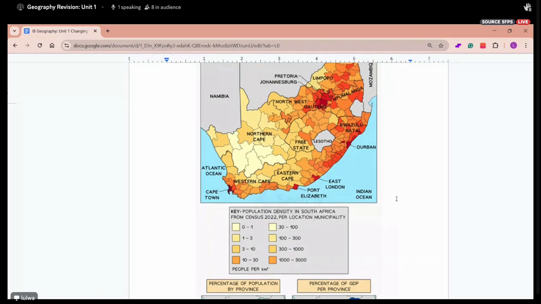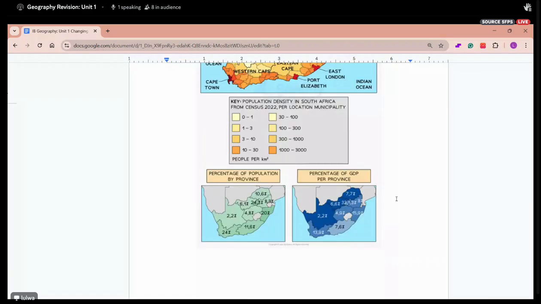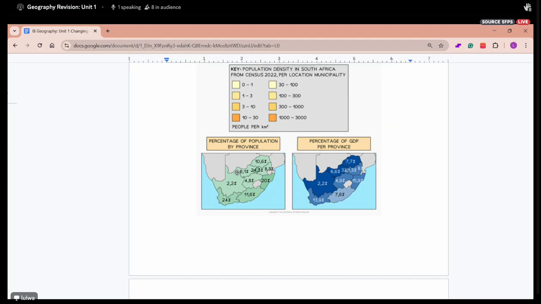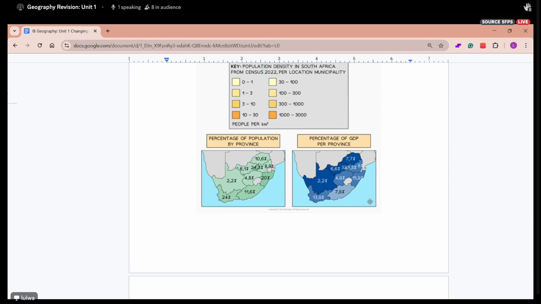And you can see that the pattern is that South Africa is mostly densely populated in its megacities, or its big cities such as Cape Town and Johannesburg, and on the coastline. And here is a percentage of population by province and a percentage of GDP per province. And as you can see, the areas with higher percentages of population have higher percentages of GDP, if you compare the two.